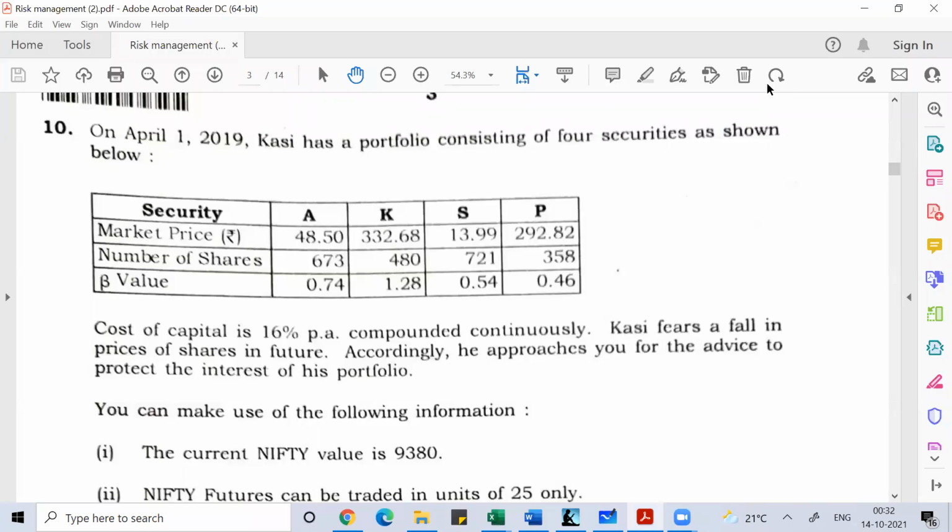Question number 10. So in this question, they have given the portfolio of a person who has invested in four stocks. They've given probably at what price that person has bought this stock, how many shares he has bought, and what are the individual betas for these stocks, and then the cost of capital is given, where the rate of interest is given as compounded continuously.